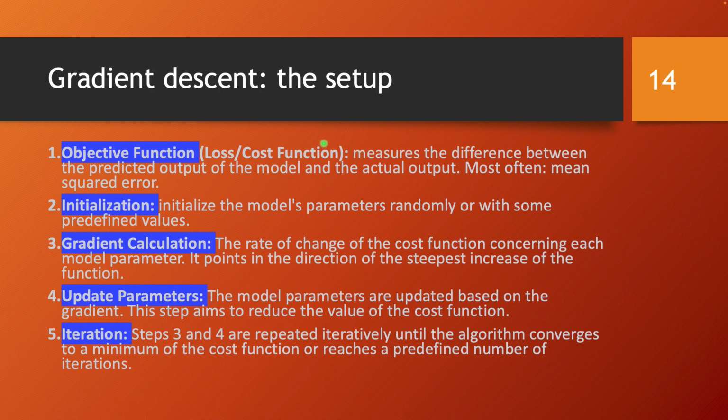The whole algorithm focuses on a so-called objective function, also often called a loss function or a cost function, which really measures the difference between the predicted output of the model and the actual output. And the whole idea of the gradient descent is to find the model that gives you the smallest possible value on this loss function. The algorithm starts with an initialization step where the parameters are initialized to some values, whether randomly or with some predefined values.